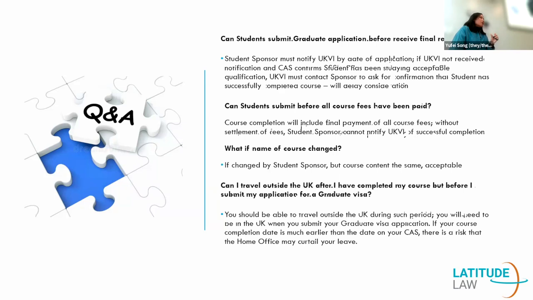The only exception is we've had this where the student is on a kind of accelerated program where the course end date is much earlier than the end date on their CAS. So in these circumstances, the university has informed the Home Office that the course has ended much earlier. We're talking about a year earlier than the course end date on the CAS. And then the Home Office cancelled the student visa because it ended much earlier.